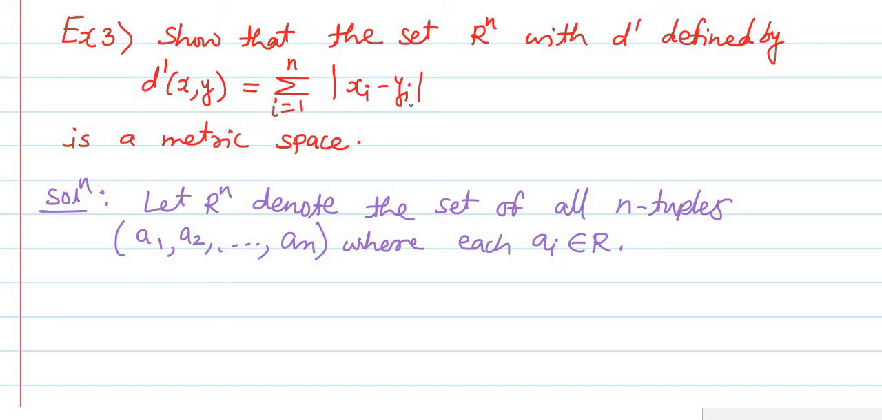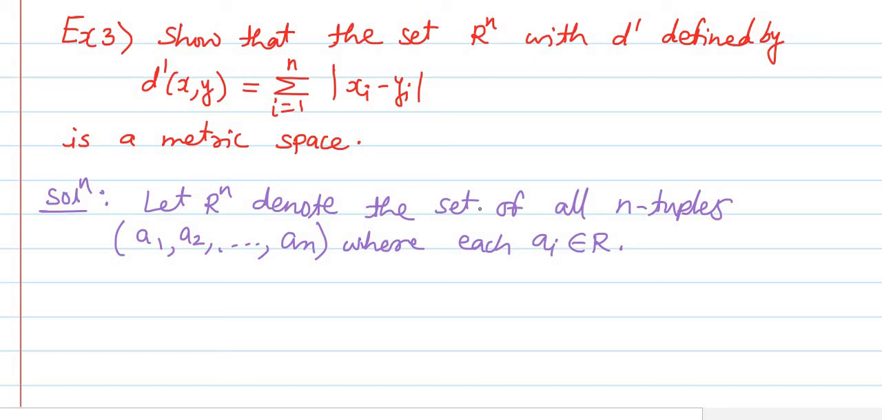The second condition is the coincidence. d dash of x comma y will be equal to 0 if and only if this summation is equal to 0, and the summation of n non-negative real numbers will be 0 only when each and every real number is 0, which means that we must have x1 equal to y1, x2 equal to y2, and so on up to xn equal to yn. And if it is so, then clearly x will be equal to y. So the second condition also holds here.